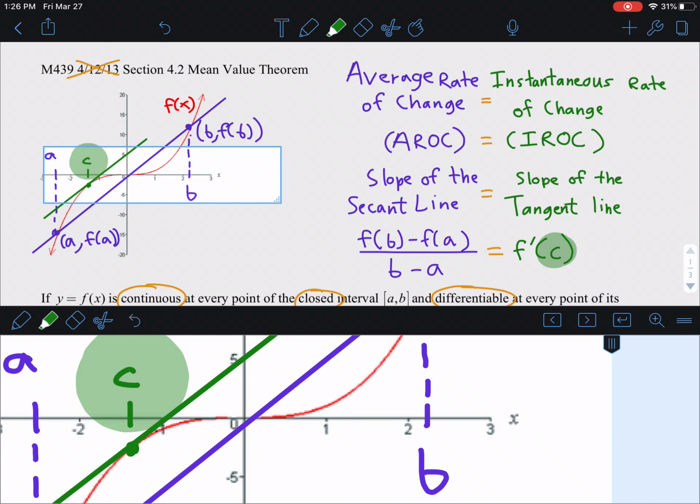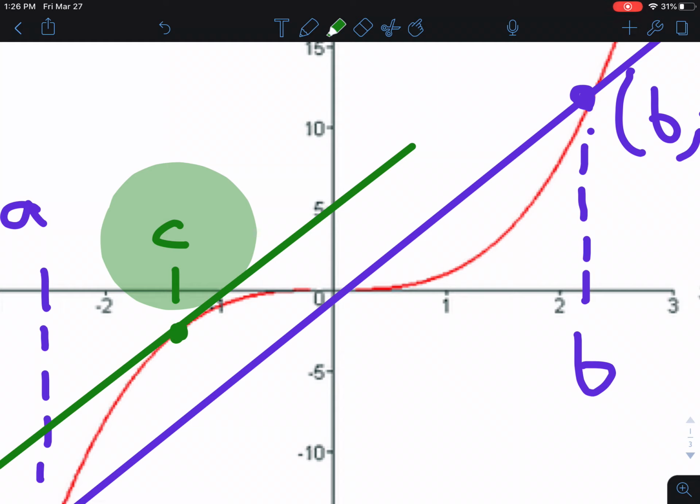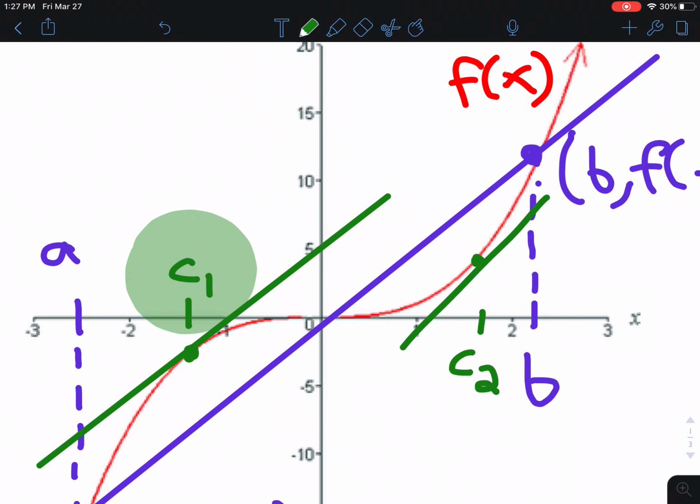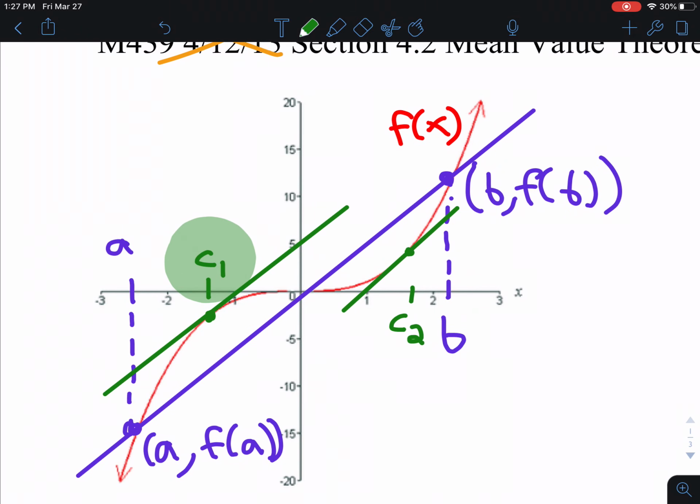Now, if we look back at this graph real quick, we actually can see there's another potential C value. So I'm going to call that C1, right? Because somewhere at about 1.5 is another C value where if I draw a tangent line here, right, it looks to have about the same slope as my blue secant line. So you may have more than one x-coordinate that makes the mean value theorem hold true.